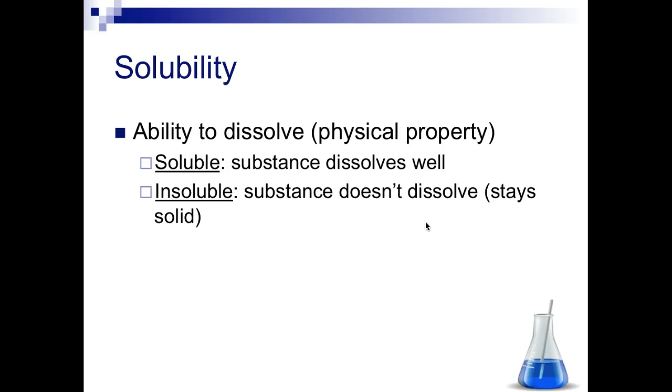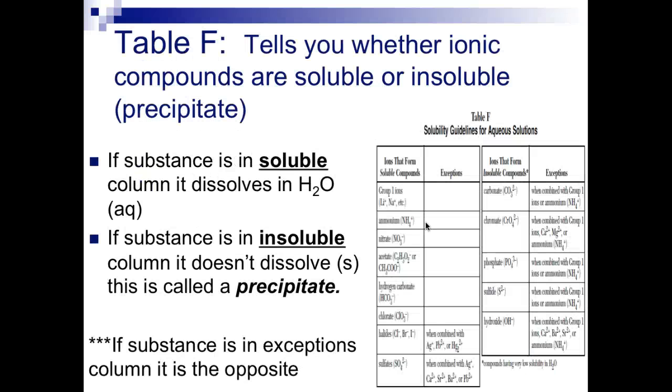Solubility. The ability to dissolve is a physical property. Something that is soluble is a substance that dissolves well. Something that is insoluble is a substance that does not dissolve well and will stay as a solid. So in Table F in your reference tables, we'll talk about this. We talked about this a little bit when we talked about chemical reactions, but I just want to review.